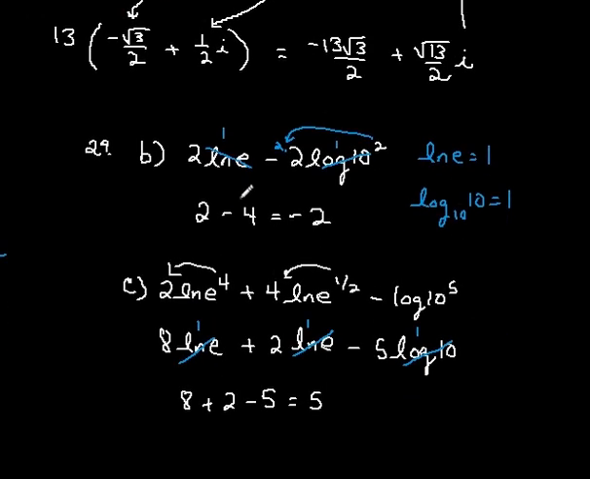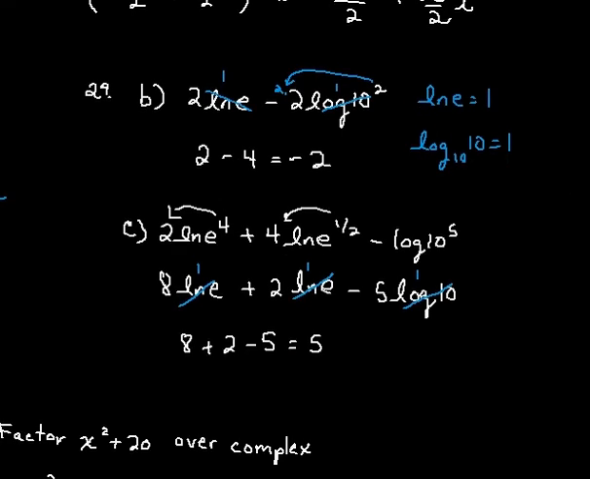Okay, 29, another log problem. Things to keep in mind: natural log of e, when the base, which for natural log is e, matches the argument, the answer is 1. The log base 10 of 10 equals 1. If I had log base 2 of 2, it would equal 1. Whenever the base matches the argument, the answer is 1. They don't put the base when it's base 10 because that's just like the square root, we don't put the little 2 on it. So the natural log of e is just 1.